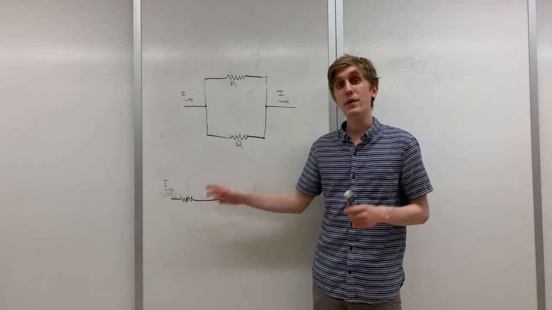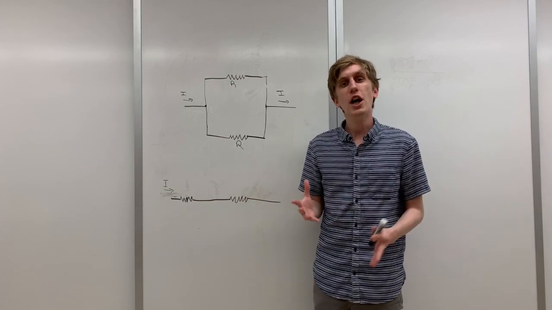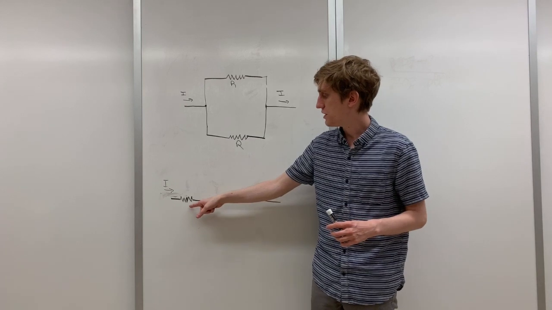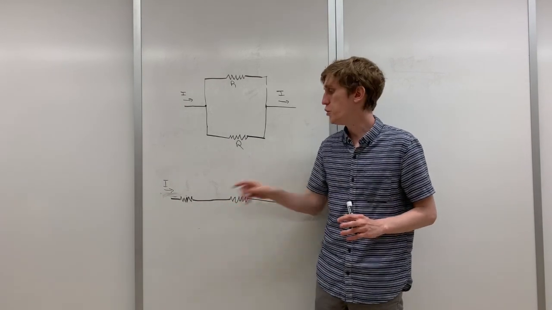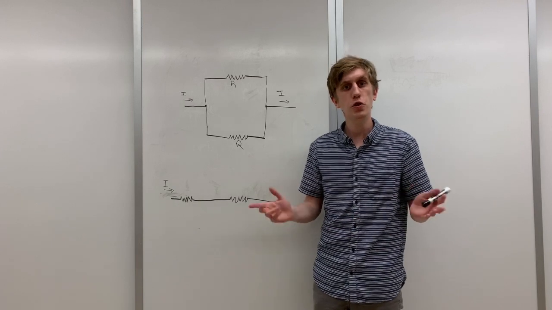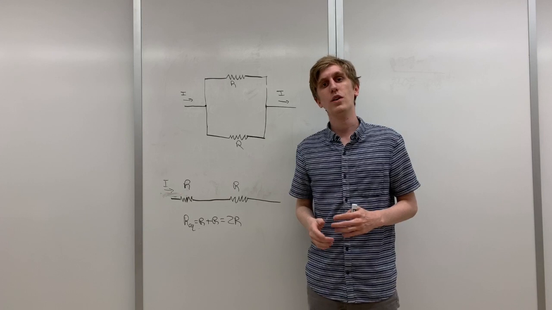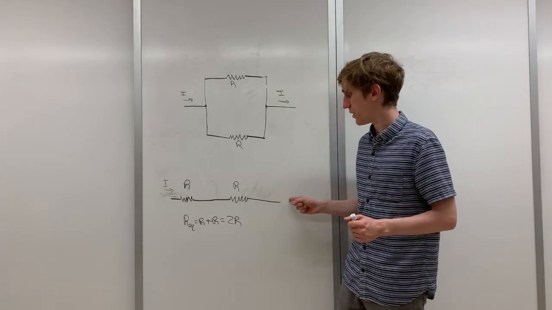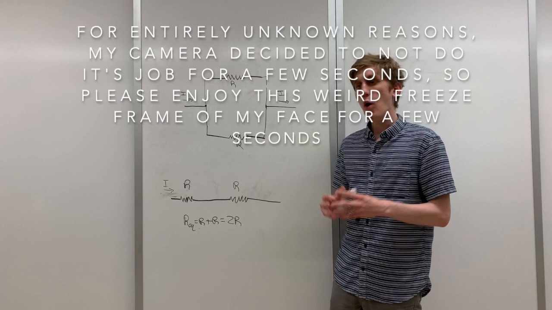If we want to know the equivalent resistance of two resistors in series, we just add them up. It's that simple. If both of these resistors have resistance R, then the equivalent resistance of the two resistors together is just 2R. This works for any number of resistors in series. If we had a third resistor here, we just add that resistance on to find the equivalent resistance.